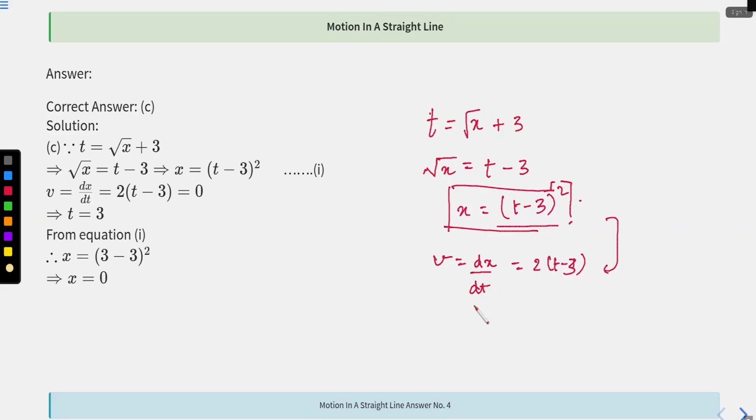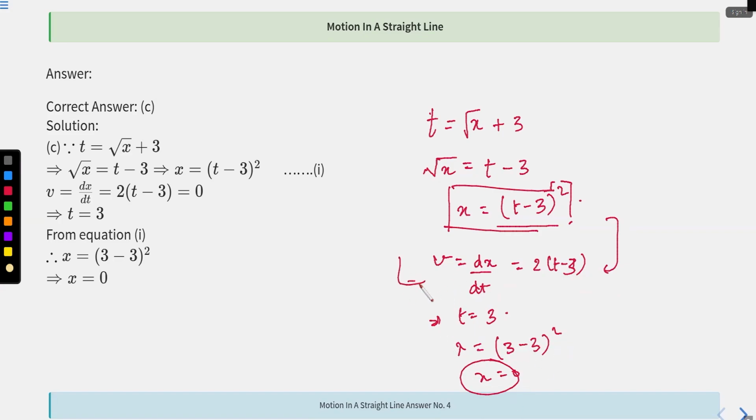This has been computed. You just put t equals 3. So if you put t equals 3 in this equation, x is equal to (t minus 3) whole square, which is 0.